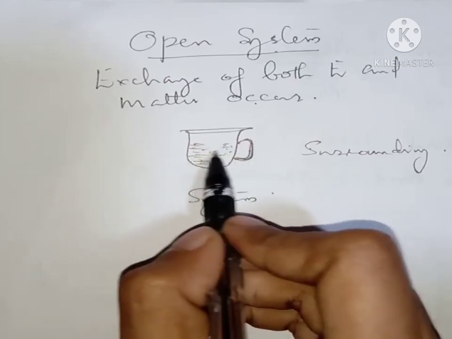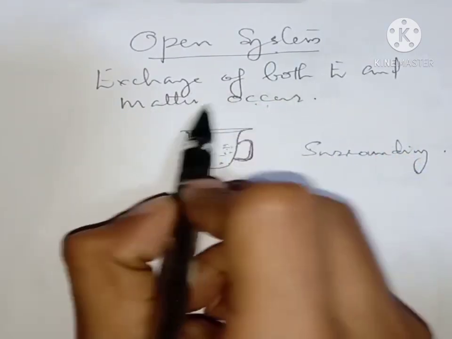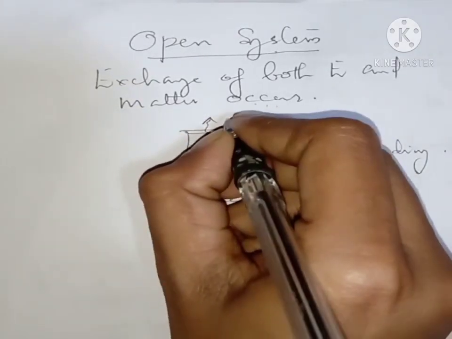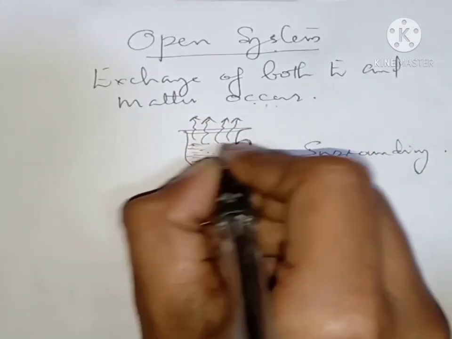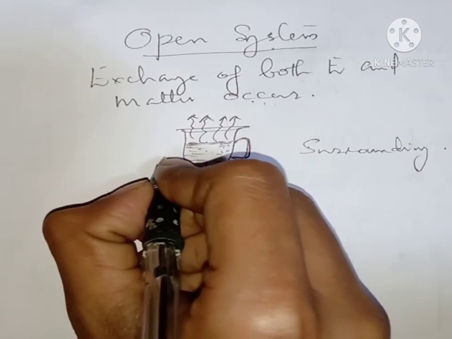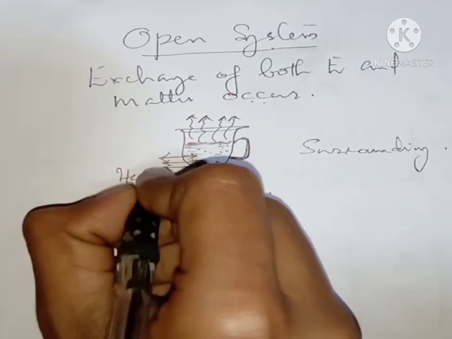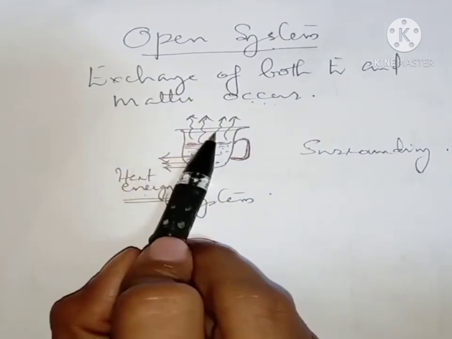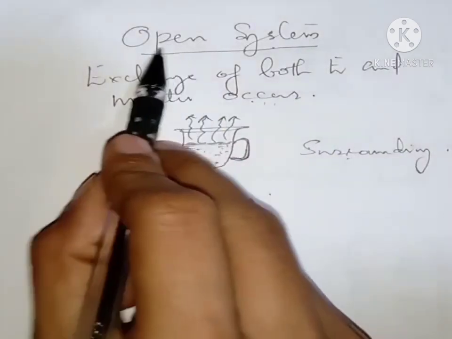If we keep this hot tea for some time, we know after some time, energy as well as matter will be exchanged. Here, a small portion of the matter is evaporated out. That is an exchange between the system and surrounding. And if we keep it for some time, cooling will occur. That means heat energy exchange also occurs between the system and the surrounding. So we can say that a cup containing hot tea is an example of an open system.